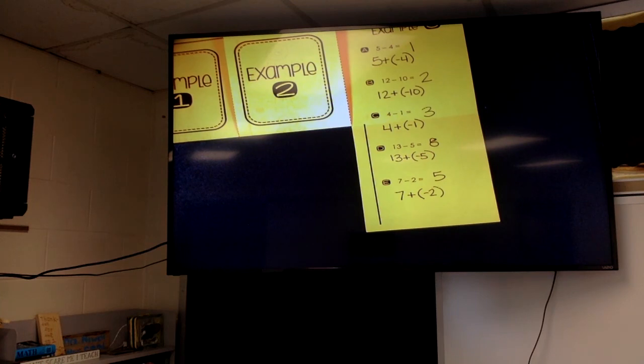So that is the rule for subtracting integers. We're going to practice this a whole bunch the next time I see you in class, and then we'll learn how to model subtracting integers also.